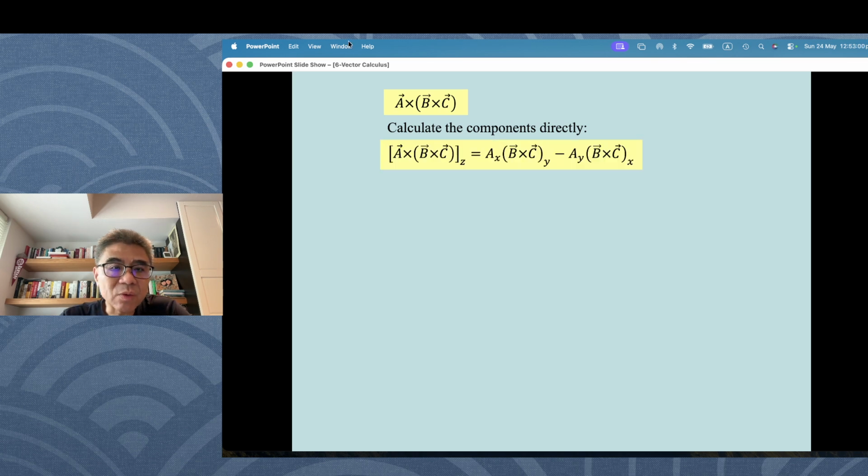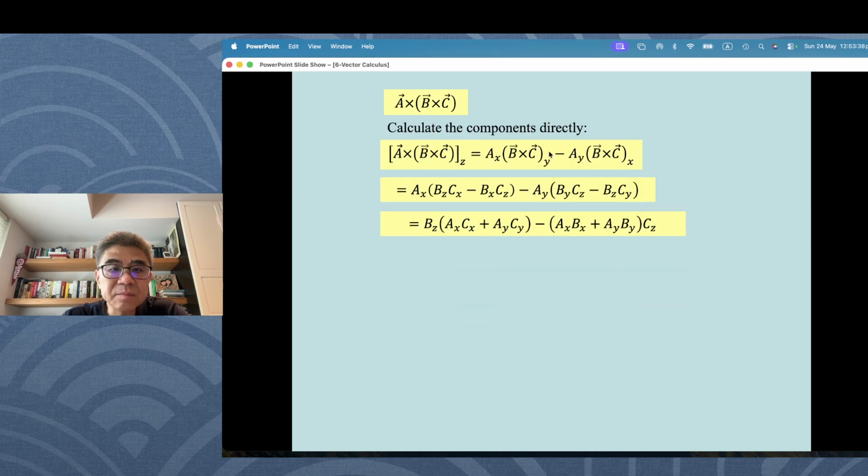Here, I first write down the z component of this complex vector form. That is A cross B cross C, the z component. It is easy to write out what this component is. If you treat the B cross C as a vector, then this expression equals AX times B cross C, the y component, minus AY times B cross C, the x component. You can consult your definition of cross product to see that this is true.